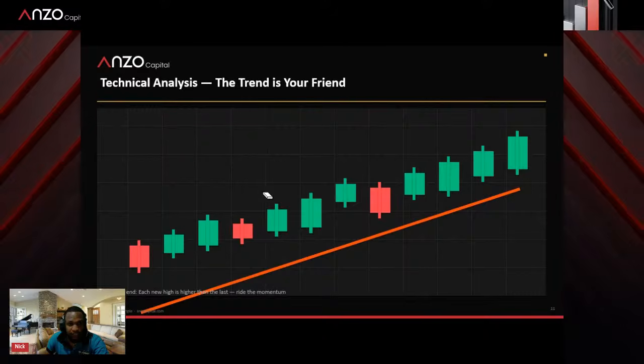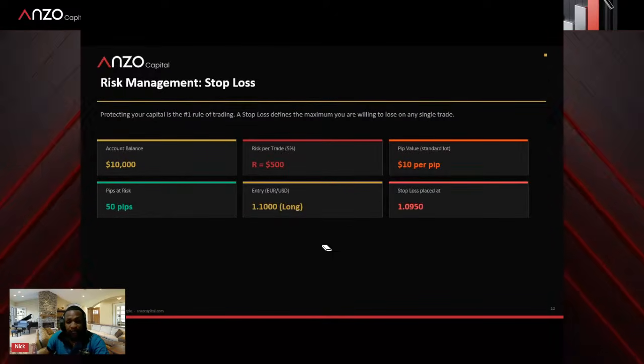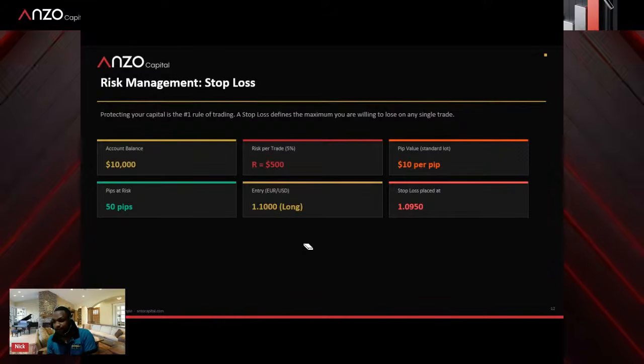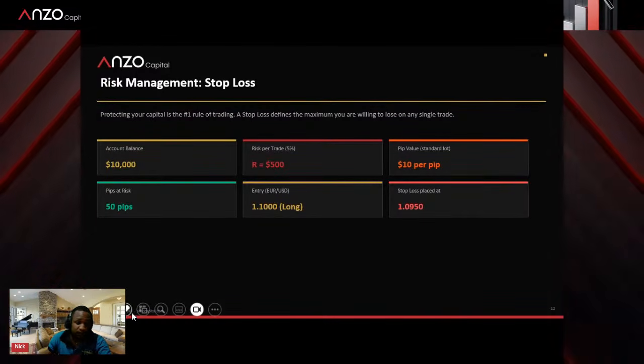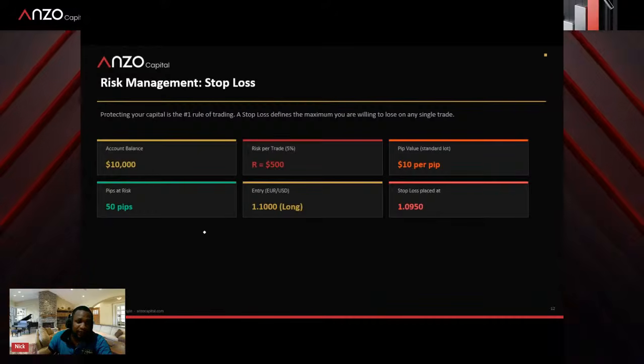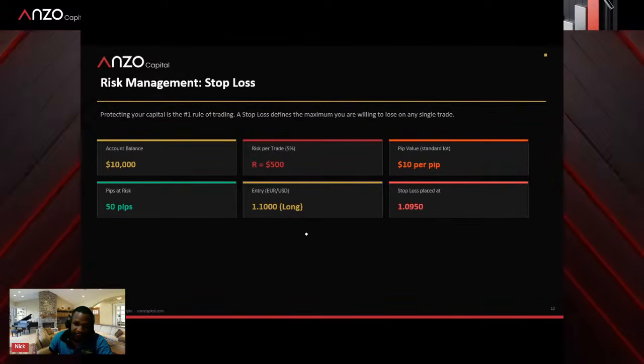So basically, the trend is your friend on the market, right? Let's do some risk management now. This is a fun bit. I love risk management because that's the only way that you get to make money in the forex market, by managing your risk. It's the only way.